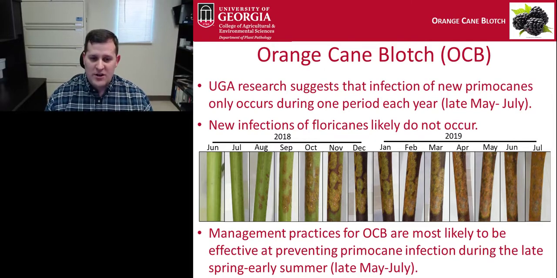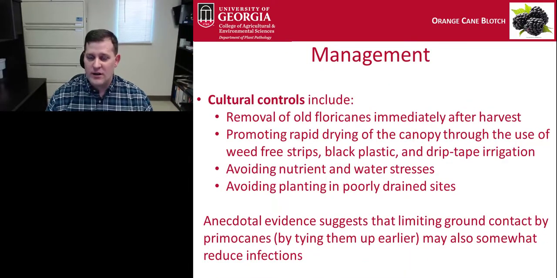And management practices really should focus on controlling the pathogen at this stage, because that's when it's most susceptible to control. So culturally, anything, again, to reduce water helps you deal with an algal pathogen. Removing the old floricanes after harvest seems particularly important, because if you get harvest in June and this pathogen is still sporulating and spreading to primocanes in July, removing those floricanes as soon as possible may limit the amount of time that it's able to spread to the primocanes. But also there's some anecdotal evidence suggesting that tying up your primocanes earlier in the season may reduce infections, and that probably keeps them drier and keeps them up away from where the spores can get.